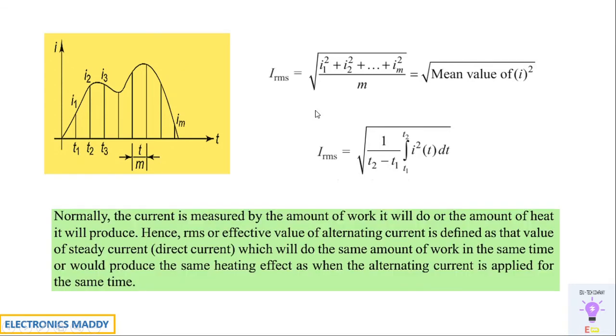Generally, in order to arrive at a common conclusion, the current is measured by the amount of work done, or the amount of heat it will produce, isn't it? So the RMS value of an alternating current is defined as the steady current which will do the same amount of work in the same time, or would produce the same heating effect as when the alternating current is applied for the same time. That means a resistor connected to a DC source will have the same amount of heating effect as with AC, and that can be measured by the method called root mean square value. So it is measured in terms of the amount of heat that is produced. Remember this important point with respect to RMS value.